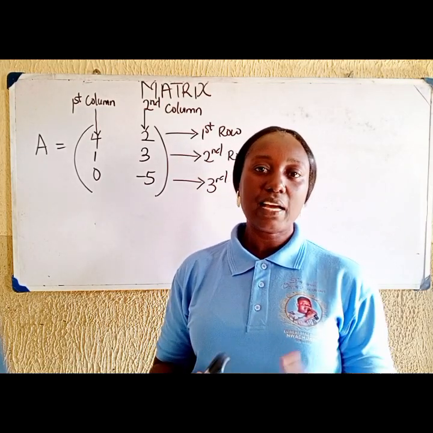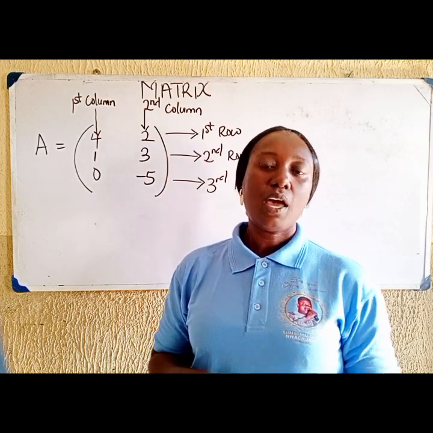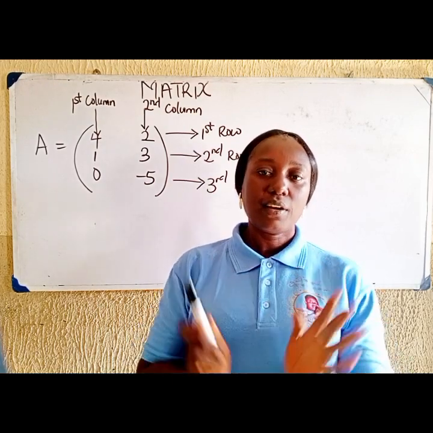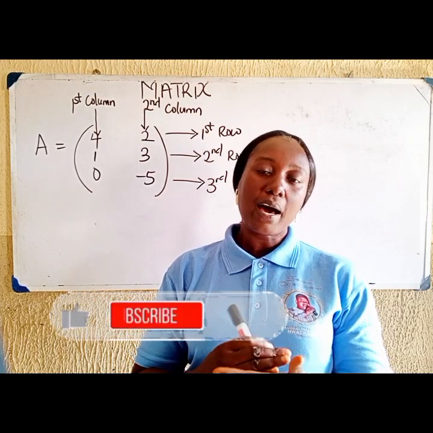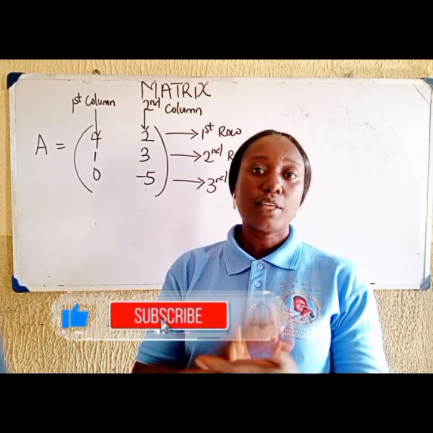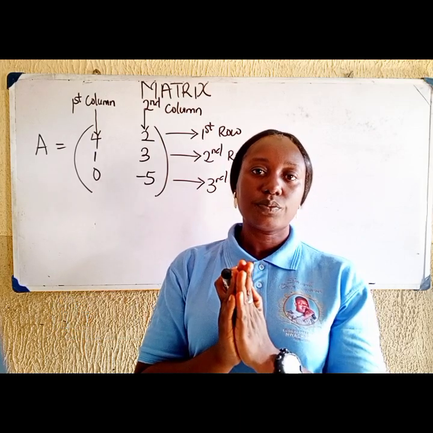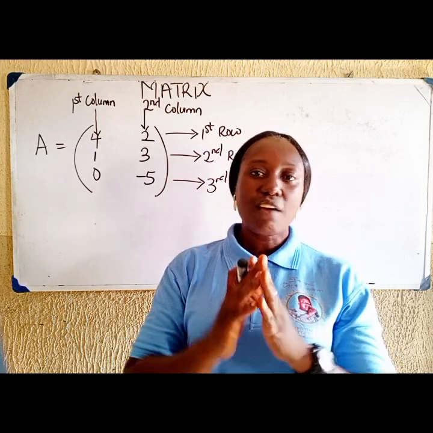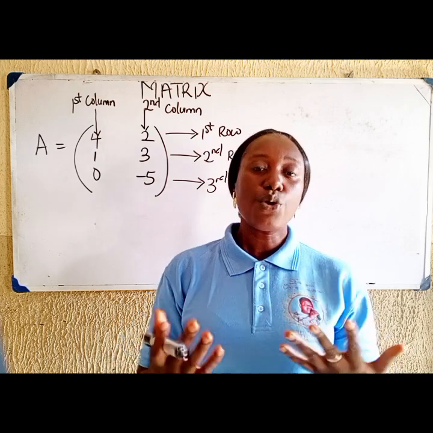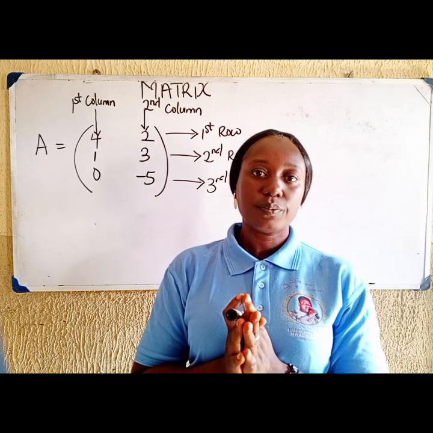Today we are going to look at matrix. A matrix is a rectangular arrangement of numbers, letters, symbols in rows and columns. A matrix is just the arrangement of numbers in rows and columns.